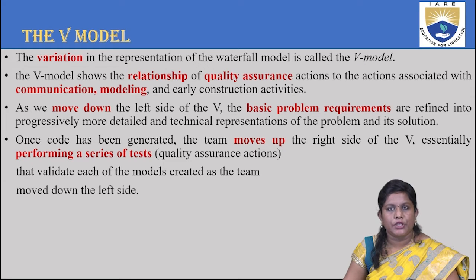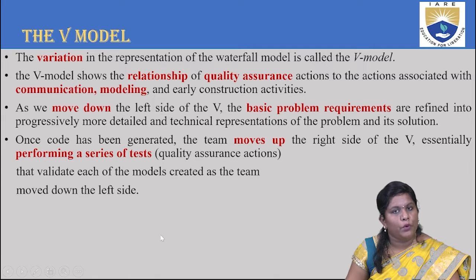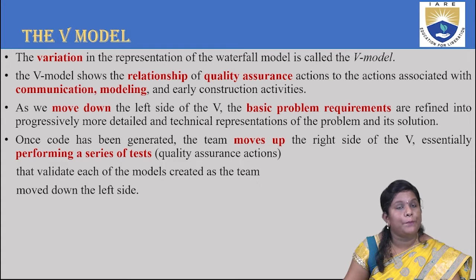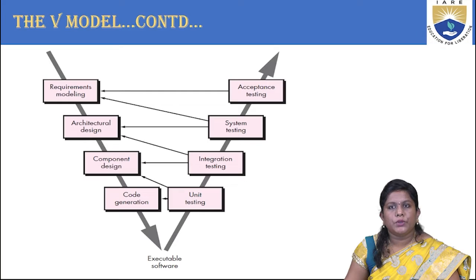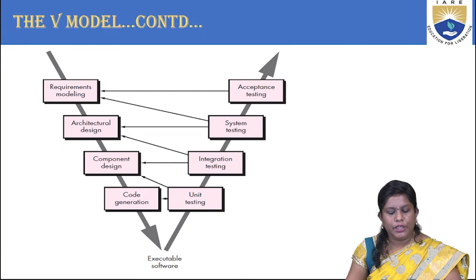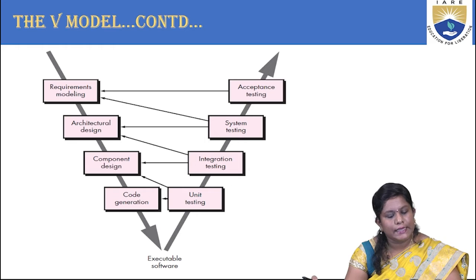So coming back to the discussion, the V model is a variation of the waterfall model. It is generally based upon the relationship between the construction and modeling phase at the early stages. As I told you, you move down to define the basic problem requirements, and you are moving up to do a series of testing. Why do you test? To improve the quality of that particular product, right? And moving to this particular diagram, have a look at it. Initially, you are having requirements modeling. That is nothing but you are trying to gather the requirements from the user, right?